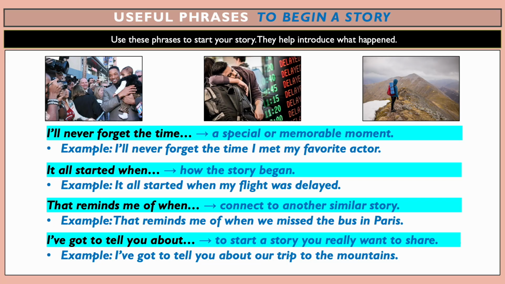Number three, that reminds me of when is used to connect to another similar story. For example, that reminds me of when we missed the bus in Paris. Number four, I've got to tell you about is used to start a story you really want to share. For example, I've got to tell you about our trip to the mountains.